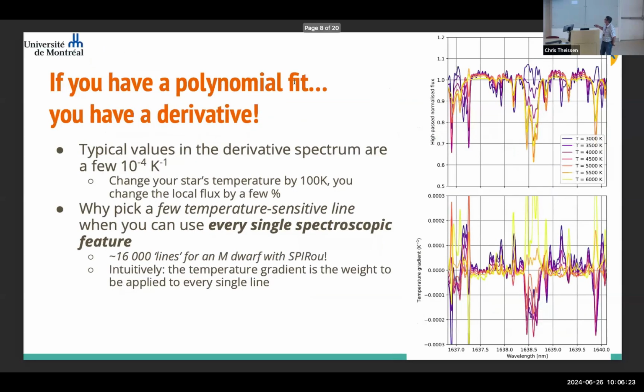So for SPIRou, or for any instrument, you're not going to take one line and say, okay, my iron hydride line is the best to measure differential temperatures. You take every single pixel, every single line, so we estimate about 16,000 lines, and you do smart statistics to it. And basically, your spectrum changes by 1 part in 10⁻⁴, typically for 1 Kelvin, but you average that over all spectroscopic features.